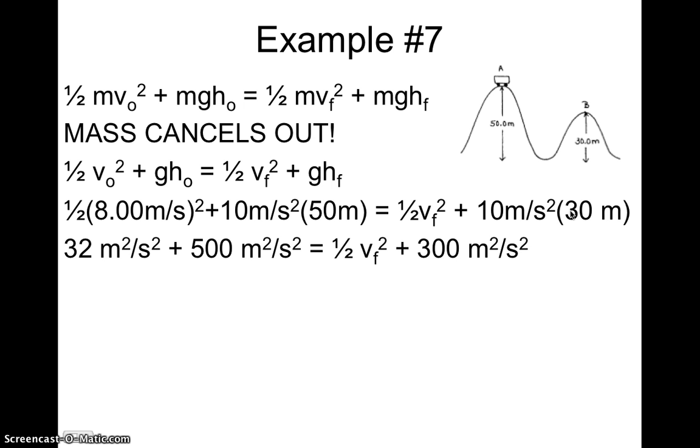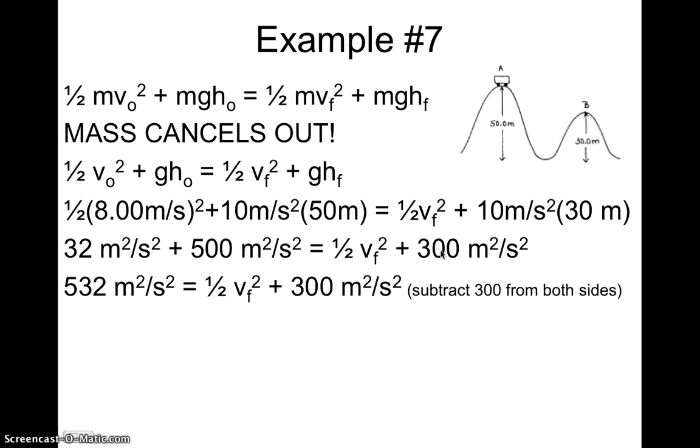We go ahead and do some math. We squared the 8 and took half of that. We added to that the 10 times 50, which would be 500. Here's our unknown, and then 10 times 30 would be the 300. At this point, we added the 500 and the 32 on the left. We got 532 is equal to 1/2 Vf squared plus 300.